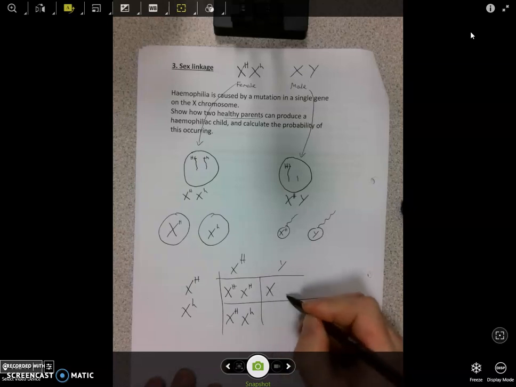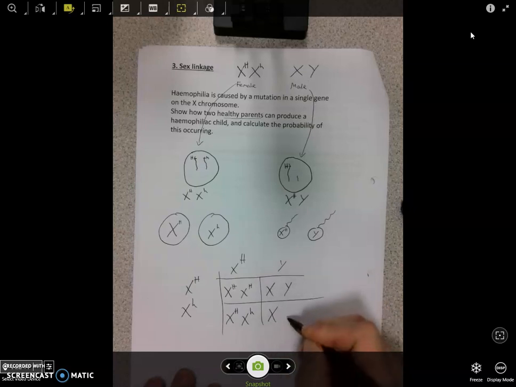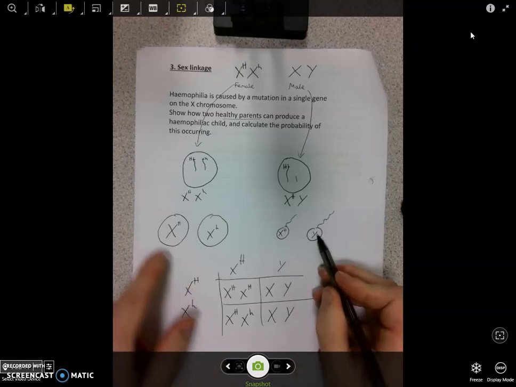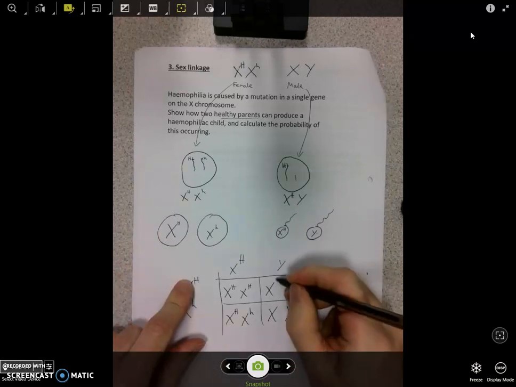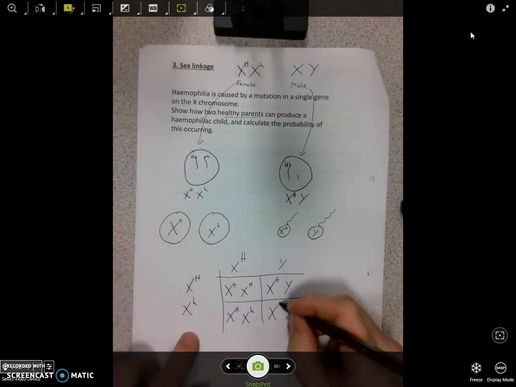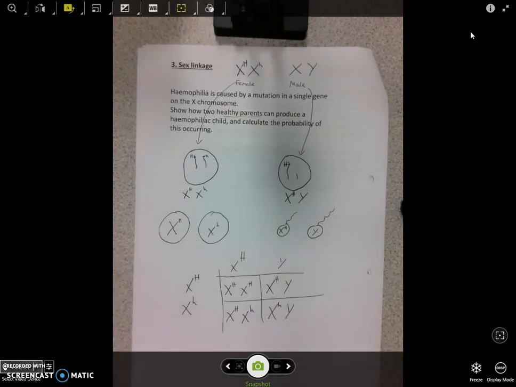Now we've got some XYs. These are the boys over here, the male children. And let's look. If that one fuses with that one there, then we're going to have a capital H. But if that one fuses with that one, we're going to have a lowercase h. Right. Time to calculate the probability of a haemophiliac child being born.